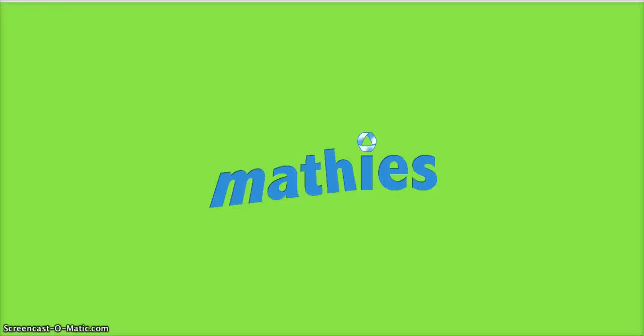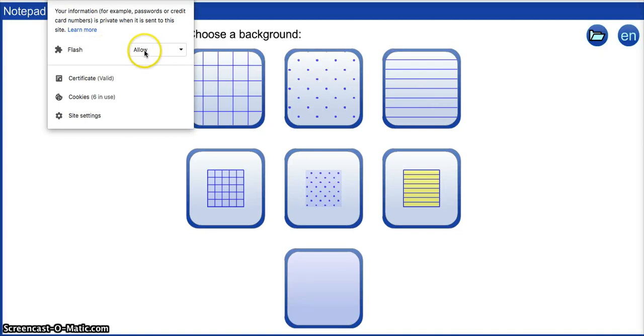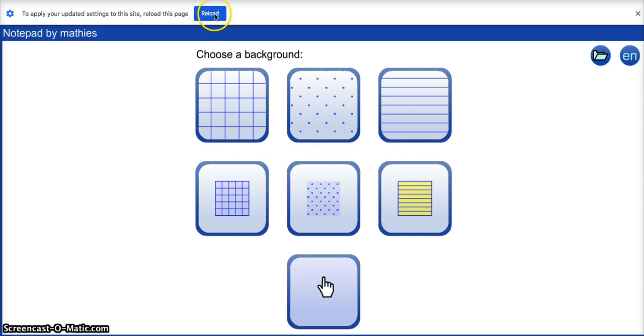On my computer, I just open it. You might have to allow Flash. So beside your URL, the website address, there's a little lock symbol. If you click that, the first time I even said allow, but it blocked it. So then I just reset allow, and it just had me refresh my screen. See, there's the reload, but we're fine.